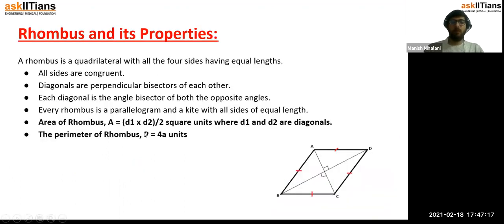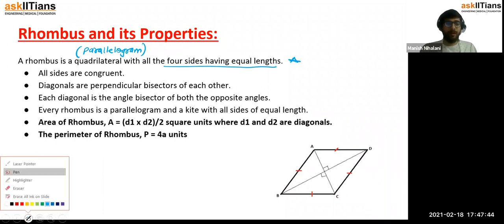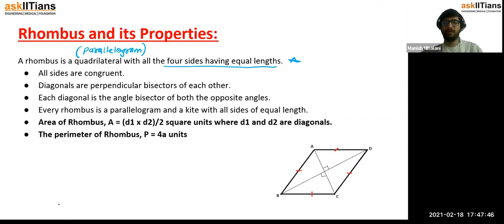Right. Now, after square, let's come to rhombus. Rhombus is a quadrilateral. You can also be more specific, saying that a rhombus is a parallelogram also. Rhombus is a parallelogram with all four sides having equal length. This is a very important property because there are not many major differences between square and rhombus, but there are some important and crucial differences between a square and a rhombus, right?